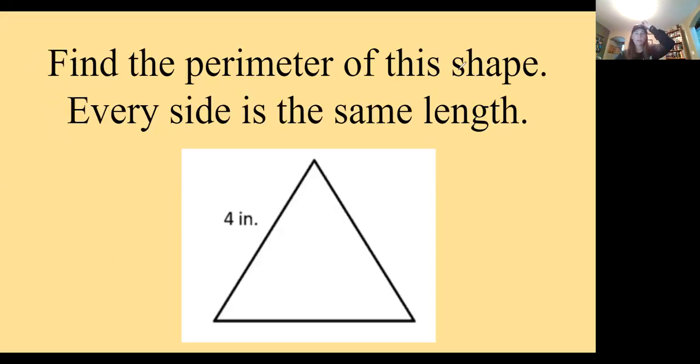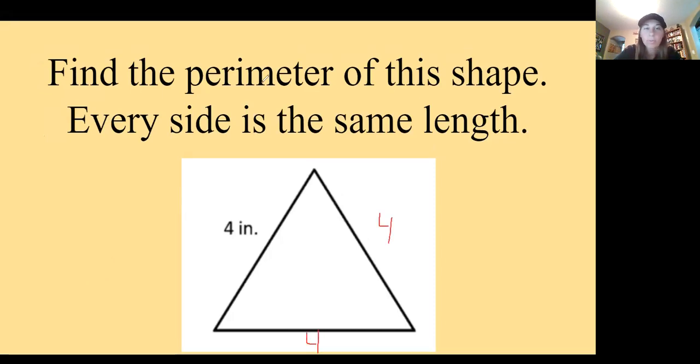All right, what about this? Find the perimeter of this triangle. One of those sides is 4 inches. It says every side is the same length. So if every side is the same length, that means all of those sides are 4 inches. So the perimeter is 12 inches. Sorry about that. All right, 12 inches. 4 plus 4 plus 4 is 12.